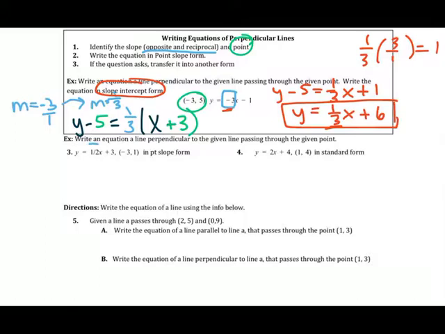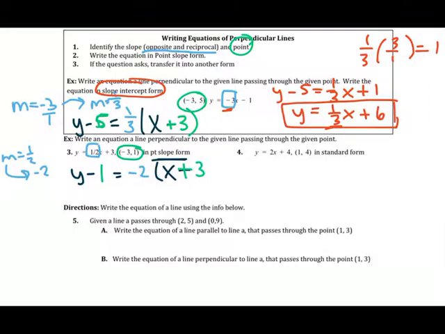Okay, so the original slope here is 1/2. For my new slope, I'm going to change the sign, so it's going to be negative, and I'm going to take the reciprocal, which is going to give me 2 over 1, or just 2. The point that they're giving me is (-3, 1). So I'm going to write this in point-slope form, and that's all it is asking me to do. So y minus the y value in the ordered pair, 1, equals my new slope, -2, times x minus the x value, which is -3. So this is going to become x plus 3.